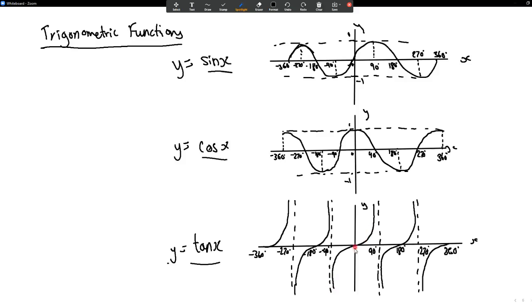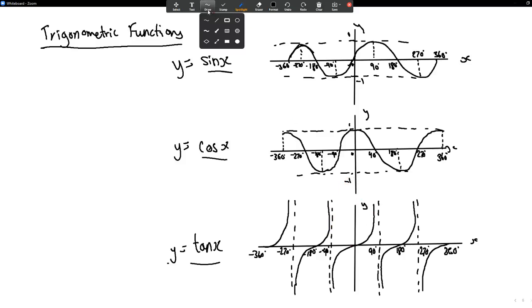Now, what we can see here is that there's a phase of 180 degrees. So if you started 180 degrees later, you'd get the same graph. It repeats every 180 degrees instead of 360 degrees like sine and cos. Also, sine and cos can only go from 1 to -1, whereas tan can go to any value on the y-axis.